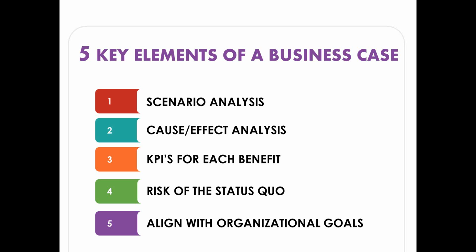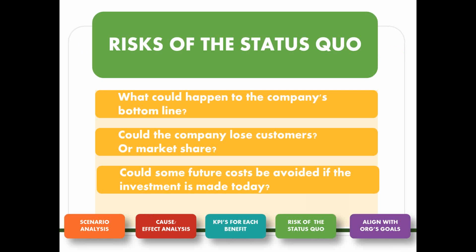Then we're going to talk about the risks of the status quo. In other words, if we don't do anything, here's the risks to the organization, and then you're going to prove and show alignment with high-level organizational goals. All right, we're going to start with the risks of the status quo. And this gets right back to a couple of the poll questions that we started with.